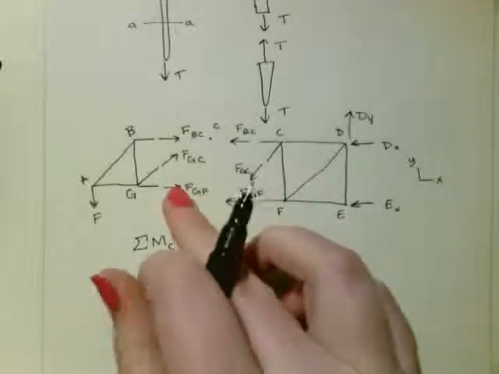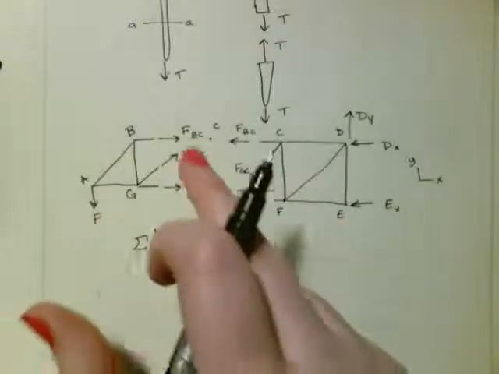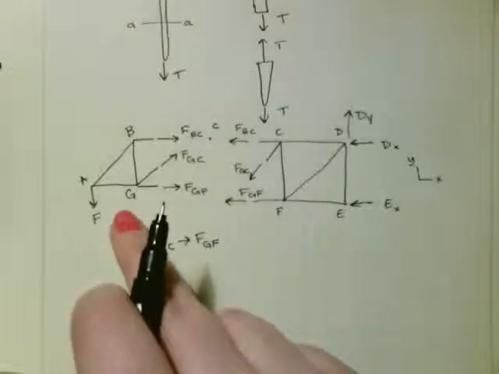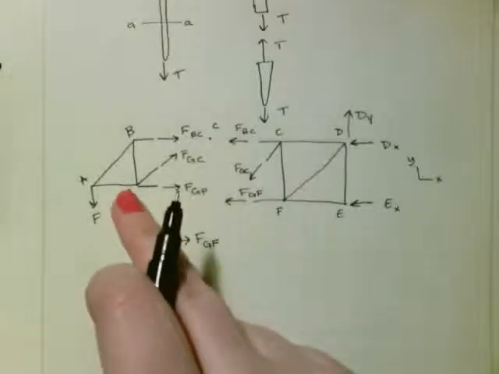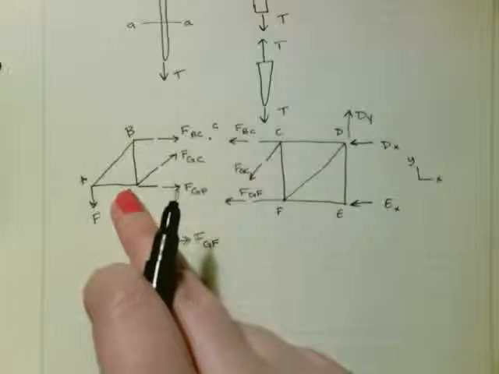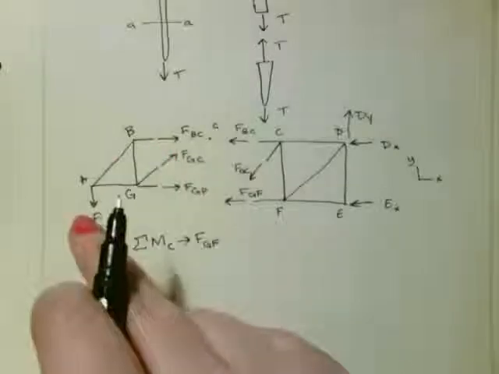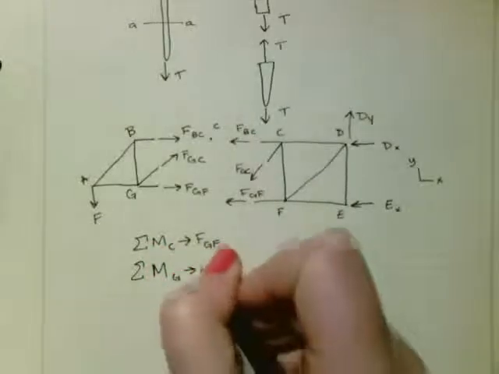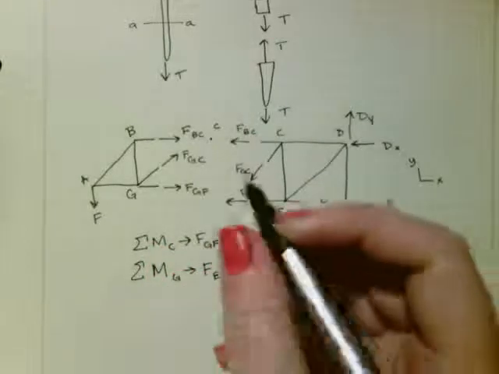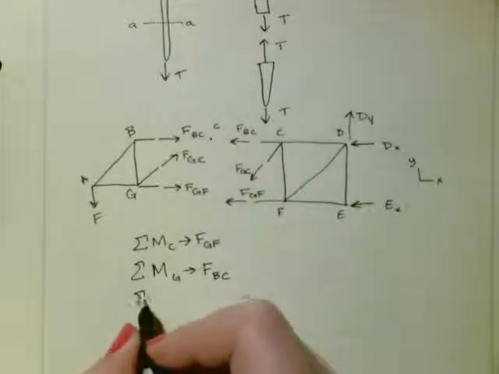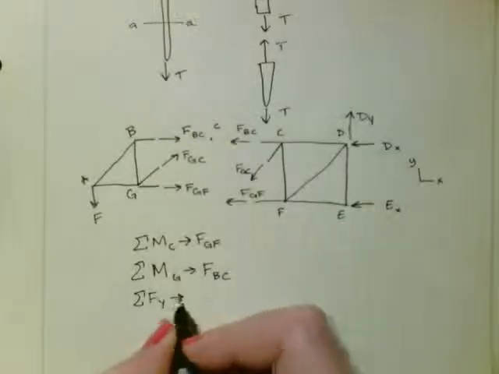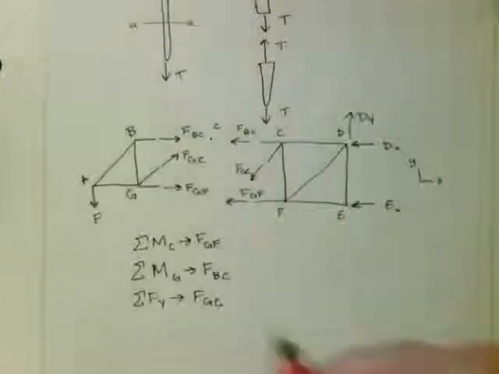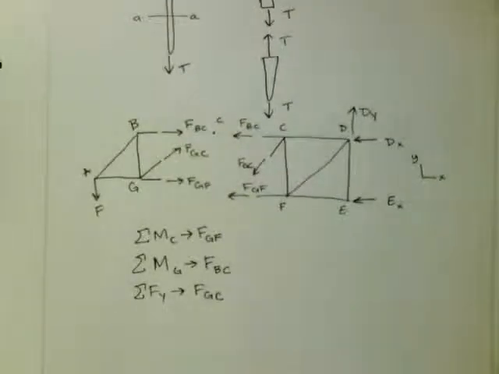Okay, so now we would have this one. You do the same thing with G. Both FGC and FGF go through point G, so they're not going to put a moment around point G. It would just be FBC and F. So we would then sum the moments about point G to get FBC. And then finally we could sum the forces in the y direction to get FGC. And that's how you would use the method of sections to solve this. So let's look at the procedure for that.